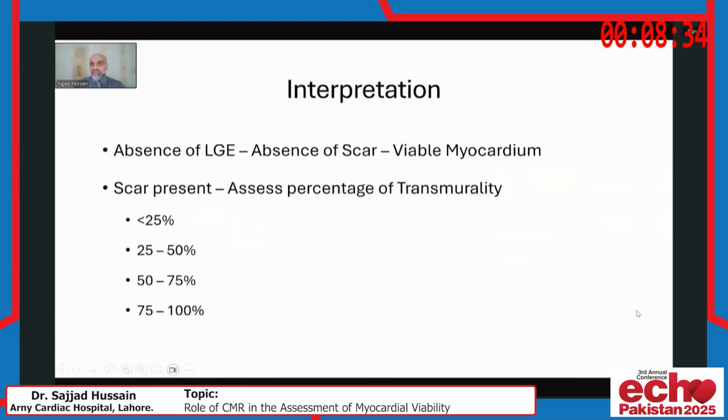How do we interpret this? If there is no gadolinium enhancement, that means that there is no scar. If there is gadolinium enhancement, then scar is present, and we then assess the percentage of transmurality, which means what percentage of the transmural diameter of the myocardium is actually enhanced. So these are the four broad categories at 25% break-offs, and we'll go into this a bit deeper now.